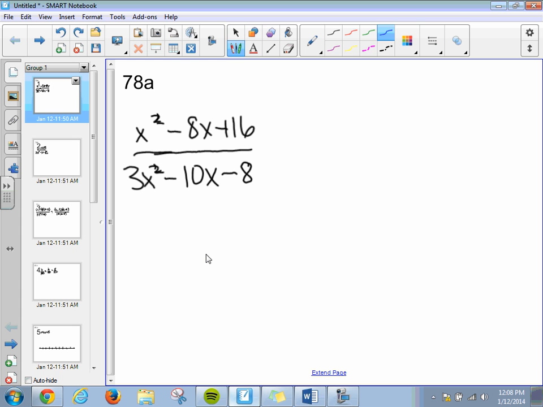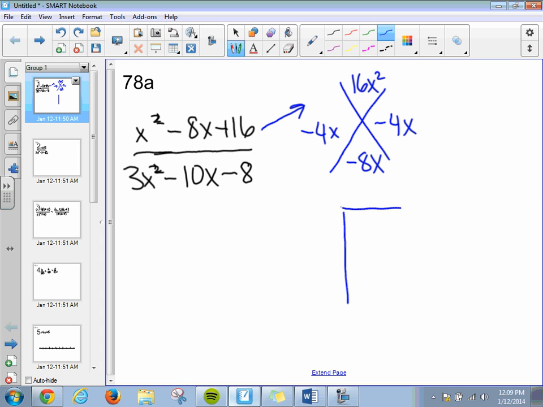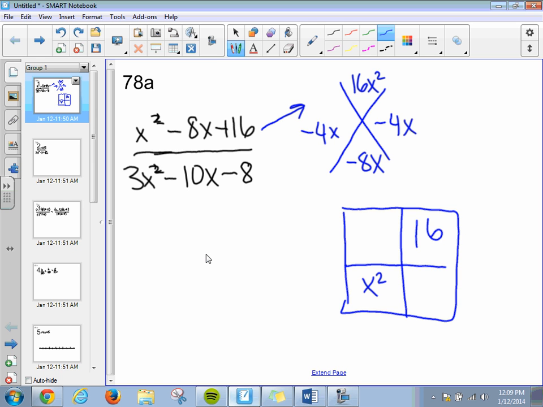If I'm looking at the top, I want to factor it. I'm going to do my diamond. So I'll have 16x squared at the top and negative 8x below. What I find is that I'm going to have negative 4x and negative 4x, which will give me a positive 16x squared and add together to be negative 8x. Take that and bring it down to my rectangle. Fill in what we know. We need an x squared, and we also need a positive 16. And we just found out we have negative 4x and negative 4x.